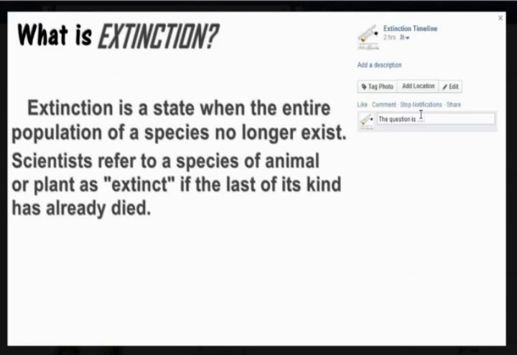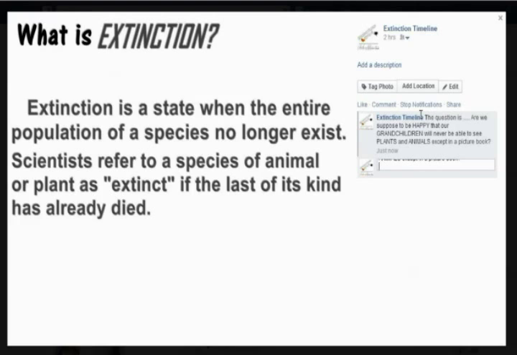The question is, are we supposed to be happy that our grandchildren will never be able to see plants and animals except in a picture book?